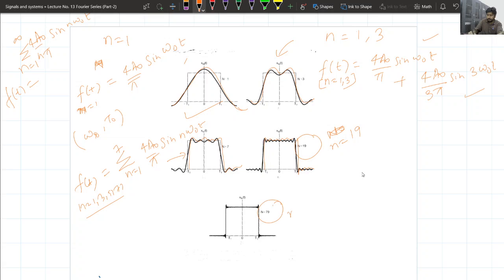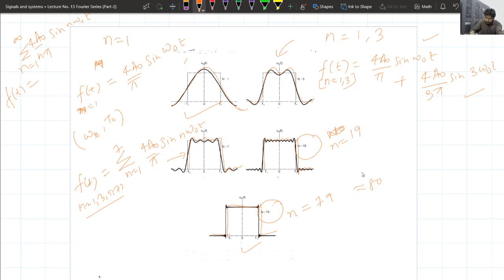And let's say we have done the partial summation up to n equal to 79, up to a total of 80 harmonics, as in this example. So we can see as we keep on adding the harmonics, we start approximating a square wave.